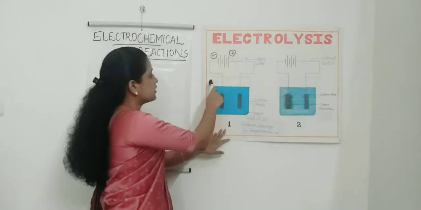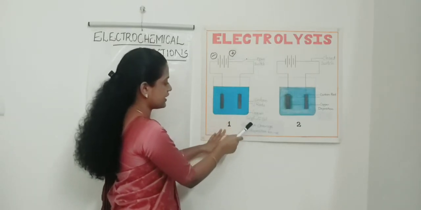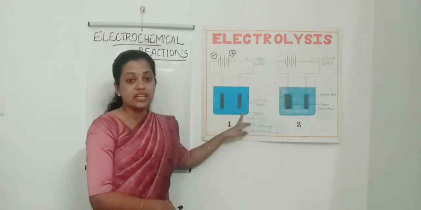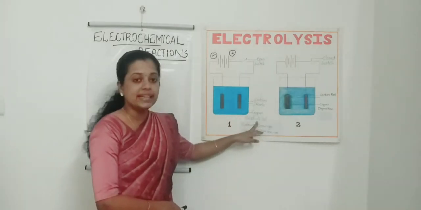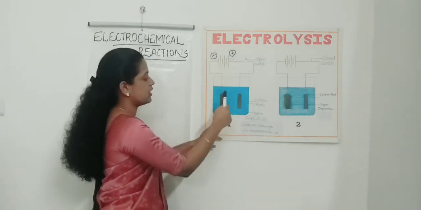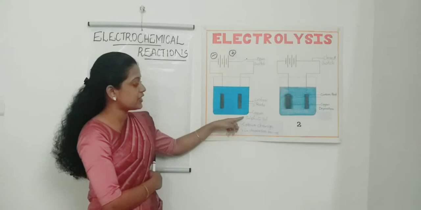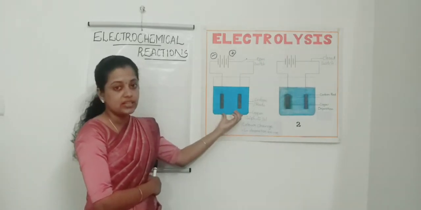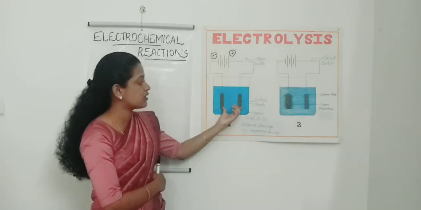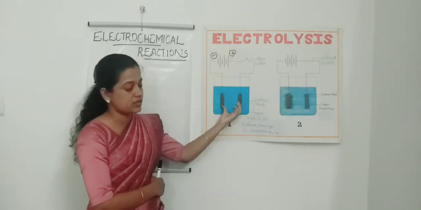Here there is a beaker and I have filled copper sulfate solution in this beaker. And here the copper sulfate solution is known as the electrolyte. And you can see there are 2 carbon rods over here, immersed in this copper sulfate solution. The carbon rods which are connected to the 2 terminals of the battery are known as electrodes.